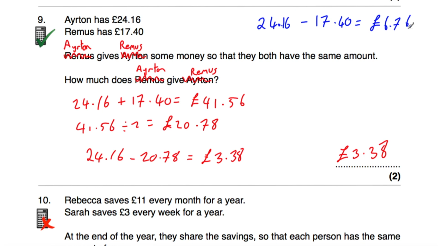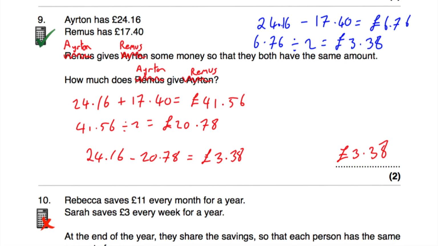So if Ayrton gives them half of that amount, then they'd both have the same amount of money. So if we take our £6.76 and then divide that by 2, that would be equal to £3.38. So that means that if Ayrton gives him £3.38, then they'd both have the same amount of money.